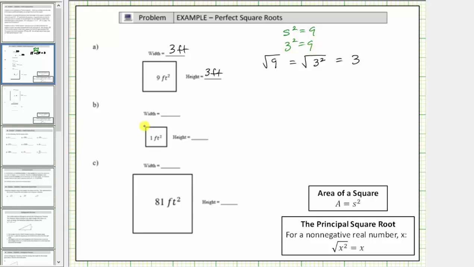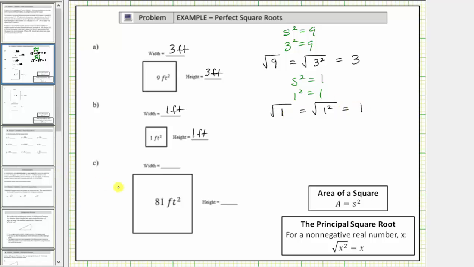For B, we have an area of 1 square foot, so we're looking for a non-negative number times itself that's equal to 1, or the solution to the equation S squared equals 1, where S is non-negative. Well, 1 squared is equal to 1, and therefore we know our square is a 1 foot by 1 foot square. If we're asked to determine the square root of 1, again this symbol means the principal square root or positive square root. We're looking for a non-negative number times itself equal to 1, and because 1 is equal to 1 squared, the square root of 1 is 1.